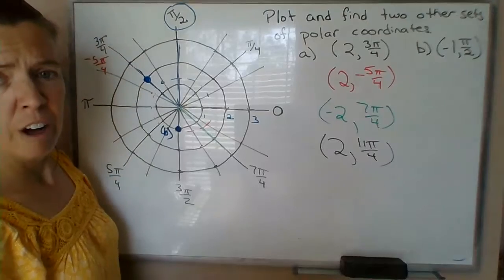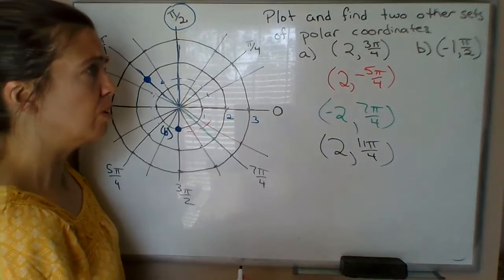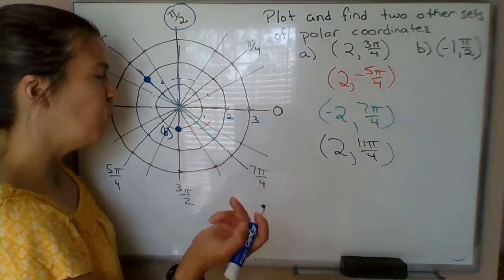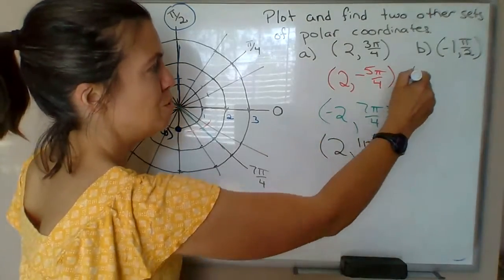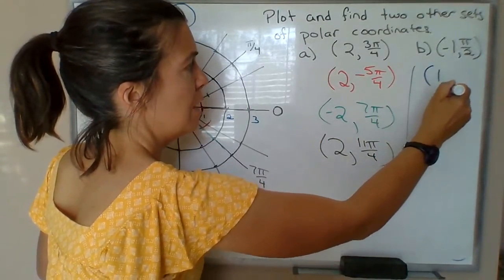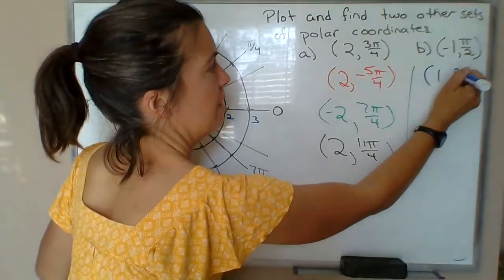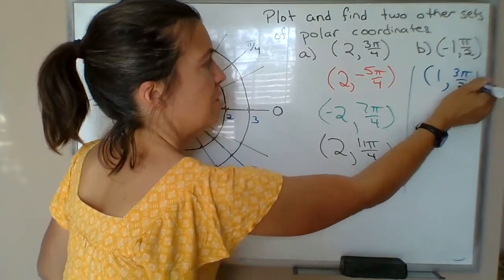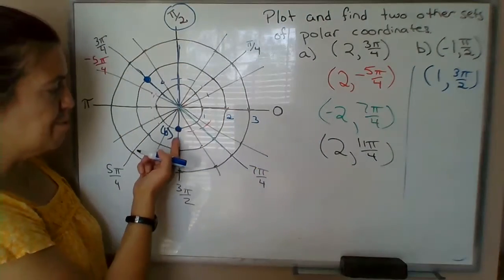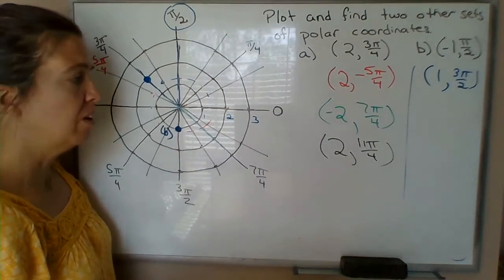If we want to give other polar coordinates corresponding to that point, well, it is usually best if you use a positive value for r. So what if we had a positive 1 for r and then 3 pi over 2 for theta? I think that would be the most obvious choice as another set of polar coordinates corresponding to this point.